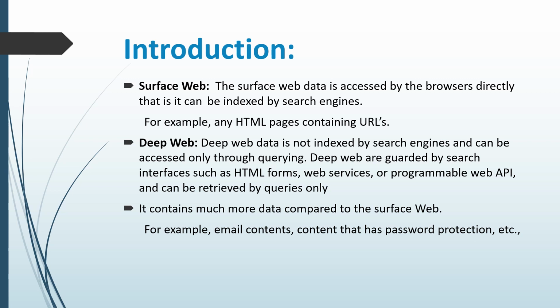Deep web. Deep web refers to the portion of World Wide Web that is not a part of surface web. Deep web data is not indexed by search engines and can only be accessed through querying. Deep web is guarded by search interfaces such as HTML forms, web services, or programmable web API. For example, personal email content or content that has password protection like online bank accounts, etc.